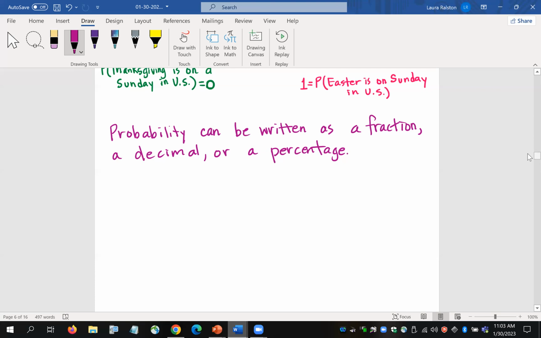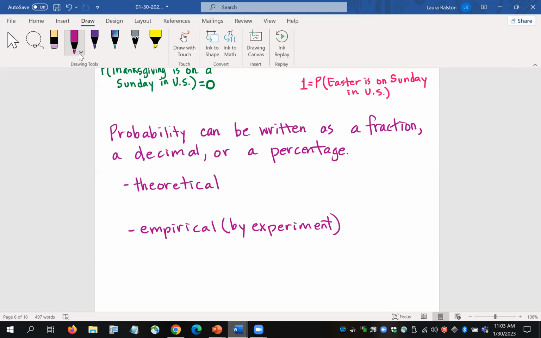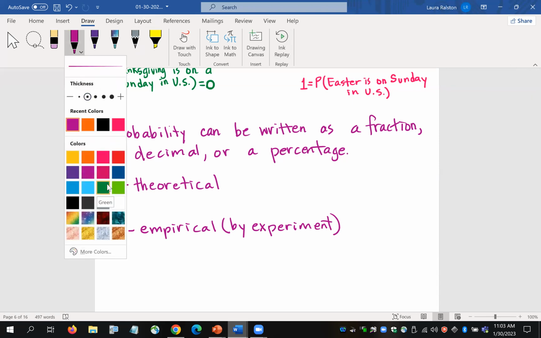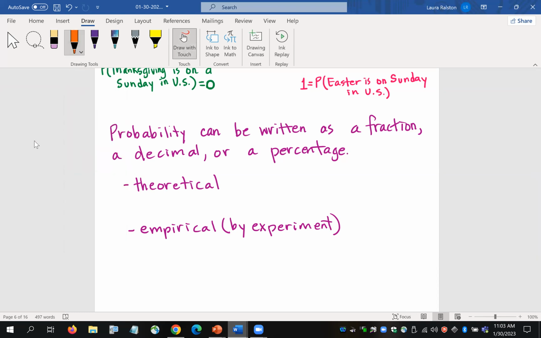Because for some events, the probability is determined theoretically. Okay. And in other cases, it's determined what we call empirically by an experiment. There, an example of where you might determine the probability theoretically goes back to the idea of flipping the coin.